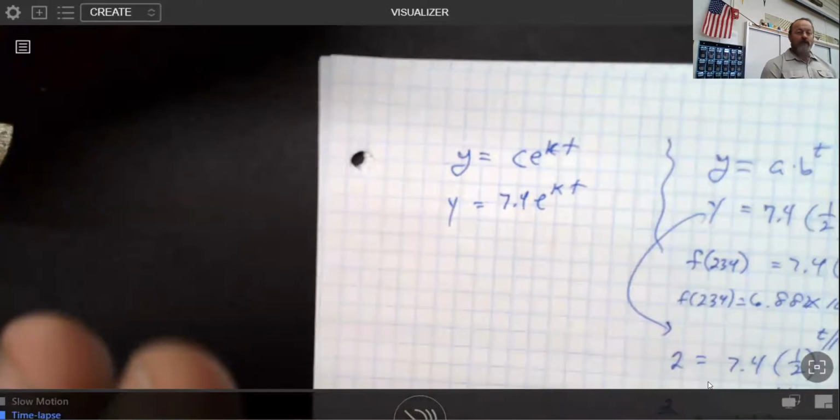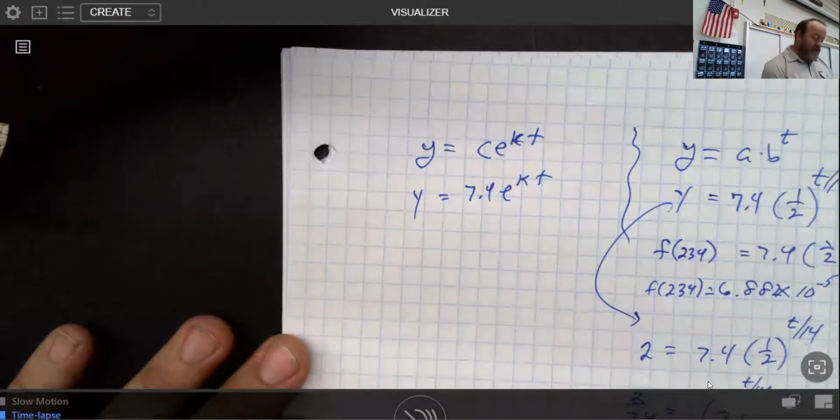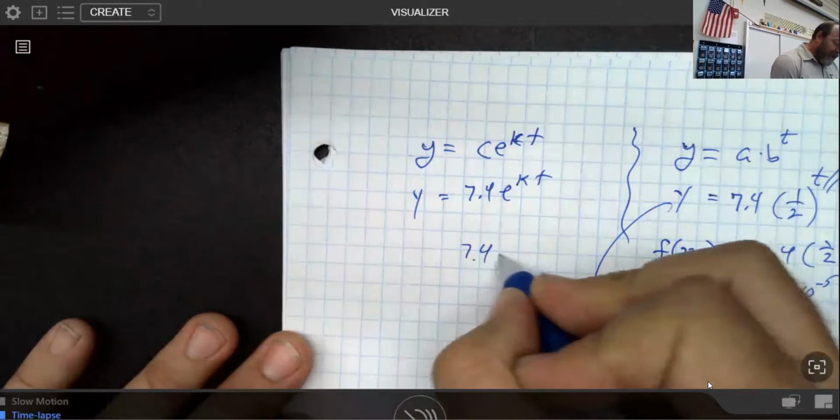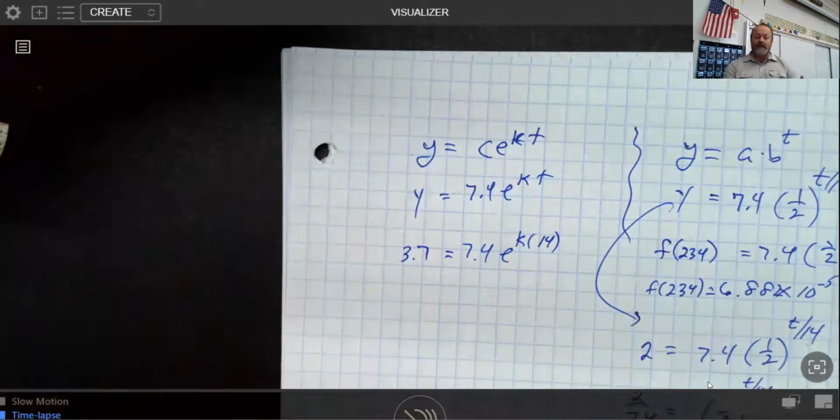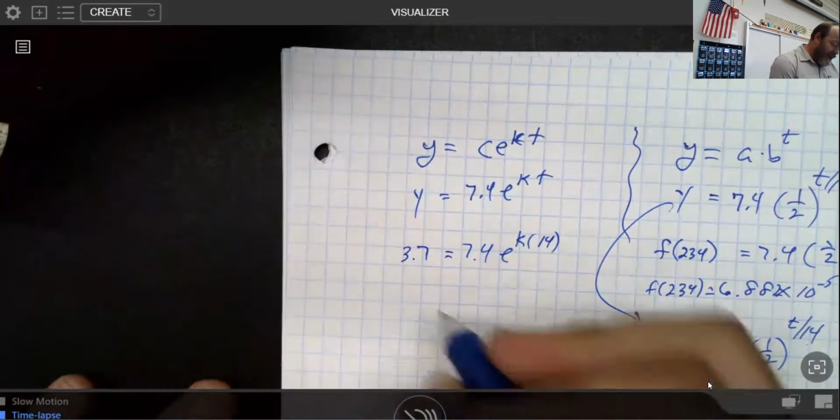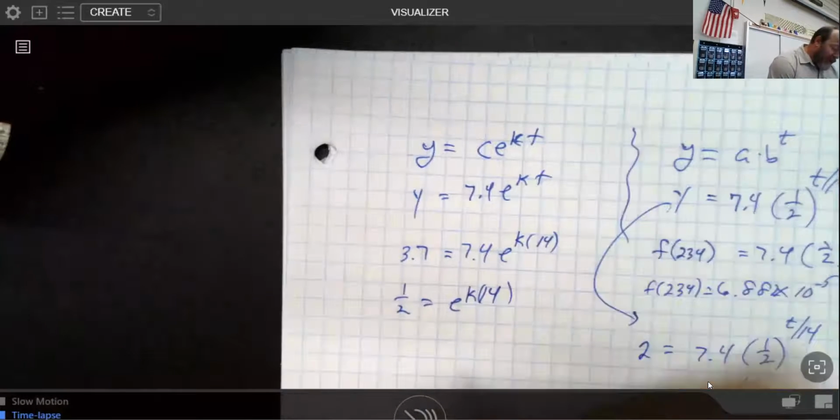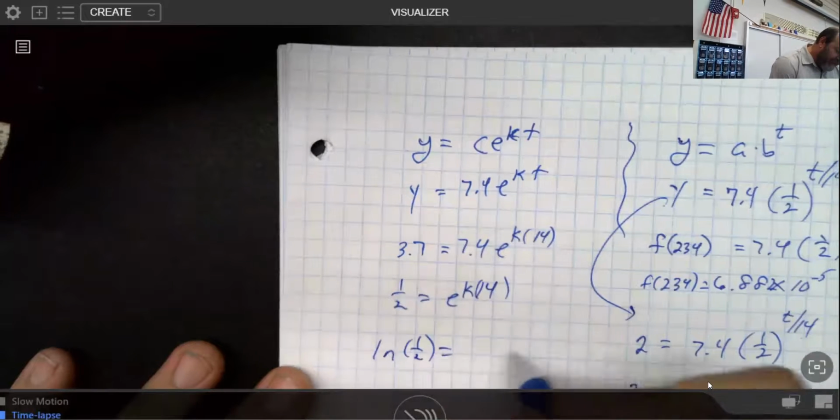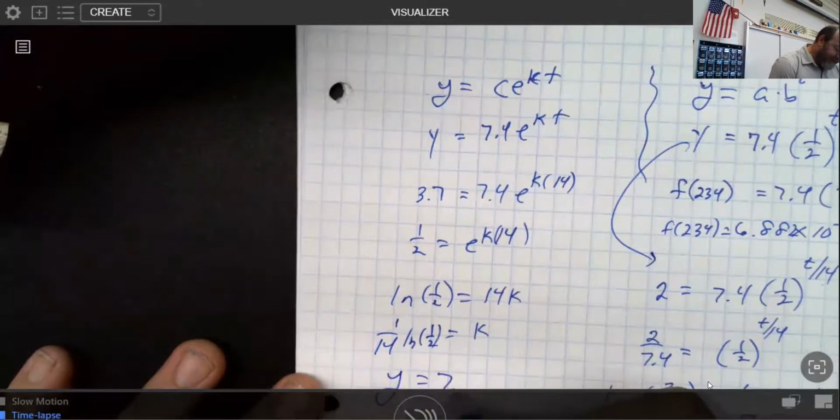Now, if we wanted to look at this as the other version, which I'm not going to complete, I'm just going to get it started, we could look at this problem through the following lens. I know that the half-life is 14 days. So when t is the number 14, I know that this value is going to be 3.7 because it's identically half. Divide both sides, we get a half, no big surprise. Now, if we take the natural log of both sides, this is 14k, and so k is 1/14 the natural log of 1/2.